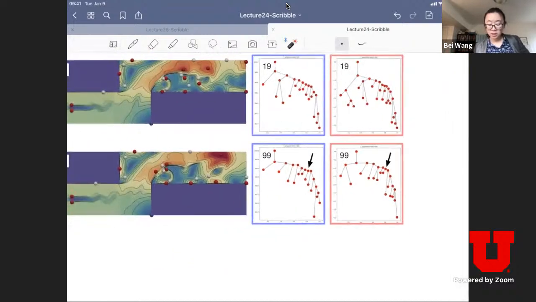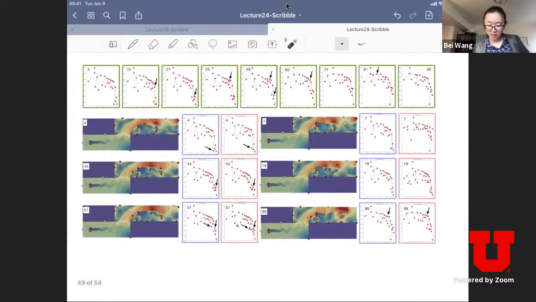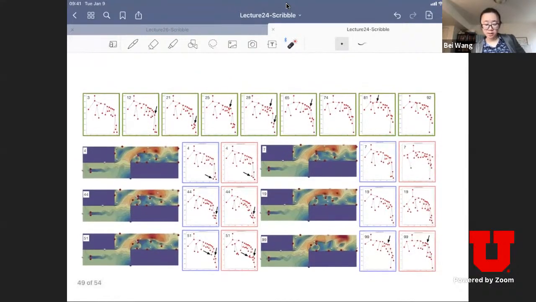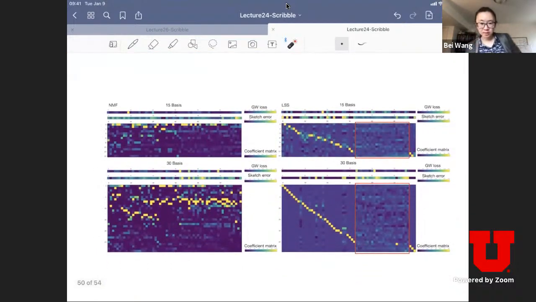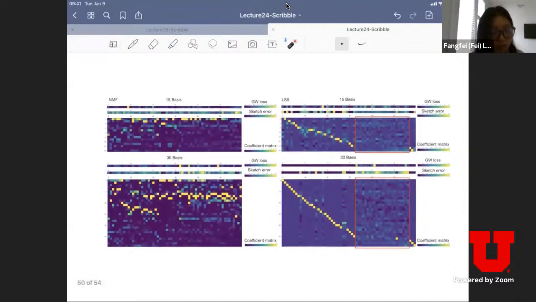So again, what's interesting about this data set is that we have 100 instances, and you can sketch it using 15 bases. Okay. And the last one is what we call the Red Sea data set. The Red Sea data set has so many topological changes that it turns out 30 bases may not be enough. You can also see this from the coefficient matrix.